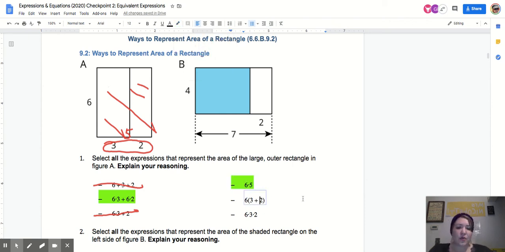Let's look at this next one here. I think our last answer helps us see that this one would work as well, because 6 times 3 plus 2 means that we're just adding the two partial widths together to make that 5. So this one is also true.